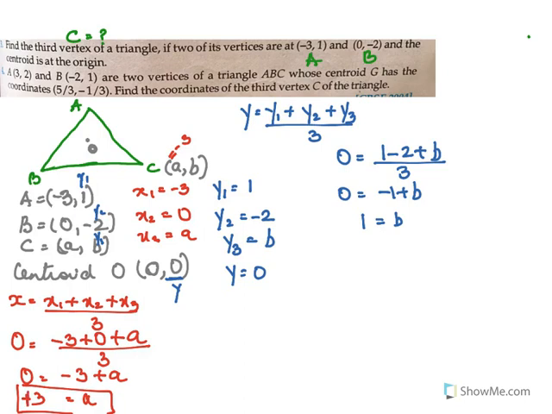So your b becomes 1. That means this b that we found out here is equal to 1. So C has the coordinates we had taken as a, b, and now it is 3, 1.